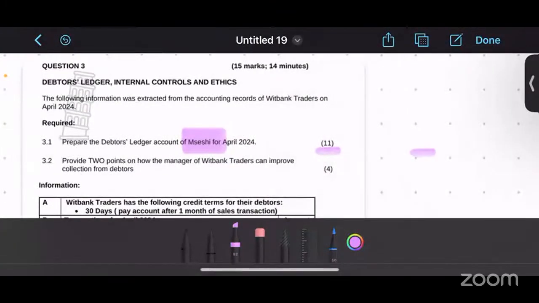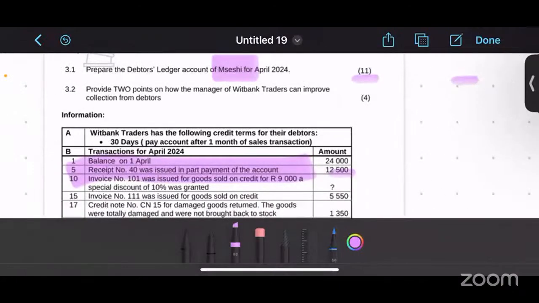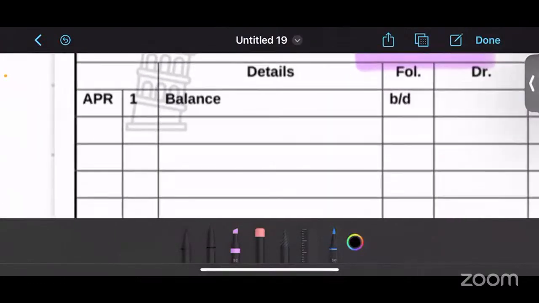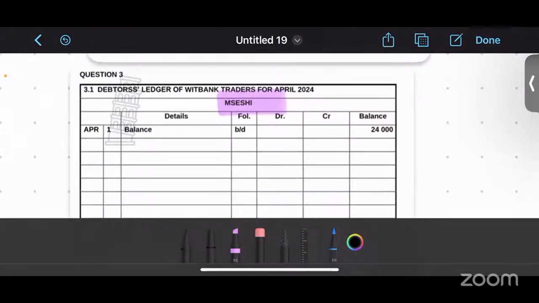Yes, ma'am. Okay. So we're going to start with the balance. As I said, the balance is going to be debited. So we're going to go down here and have balance already there. And its balance is 24,000. And are we debiting it or are we crediting it? Ma'am, we debited.